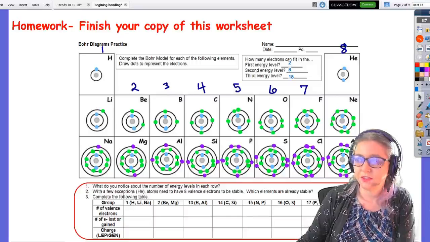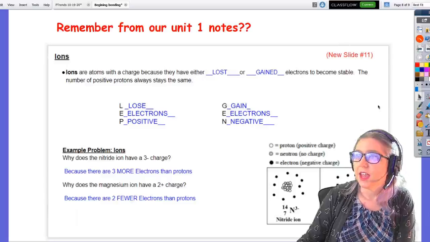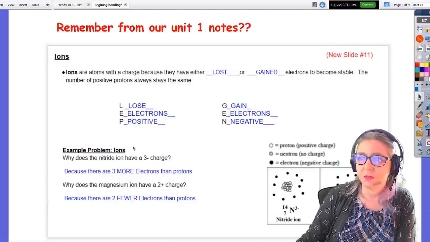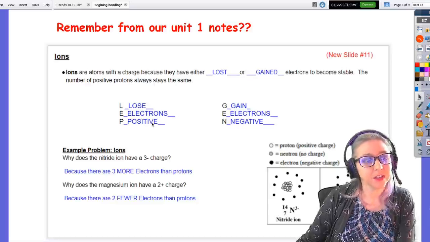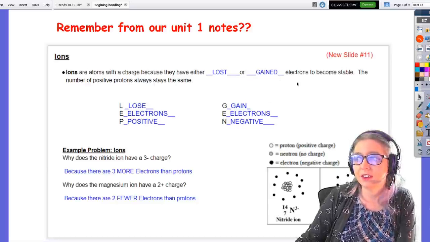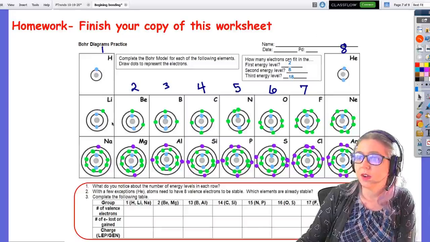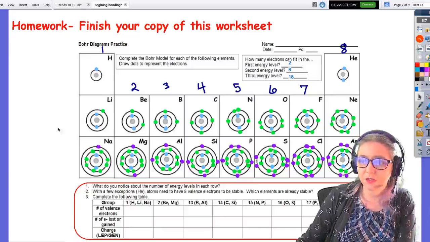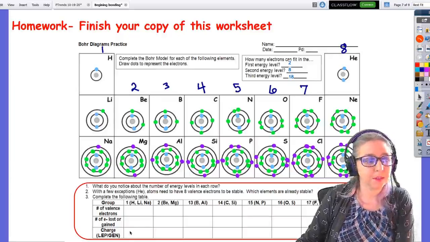I kind of mentioned a few of these already in our notes. And in our Unit 1 notes, we talked about how you lose and gain. If you lose electrons, you get a positive charge because electrons are like homework. If you gain electrons, it's negative because electrons are like homework. So I mentioned my sodium has that one valence. If it gets rid of that one valence, so that would be one valence lost, its charge would be +1.